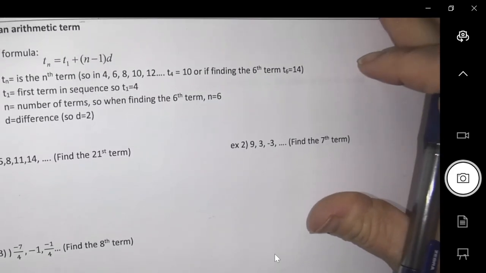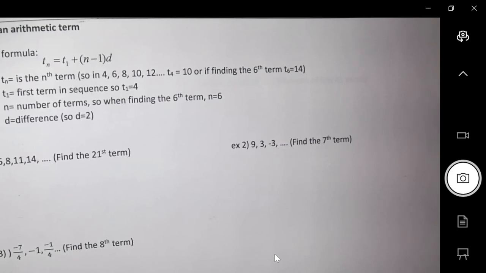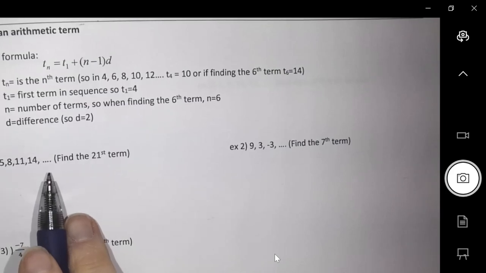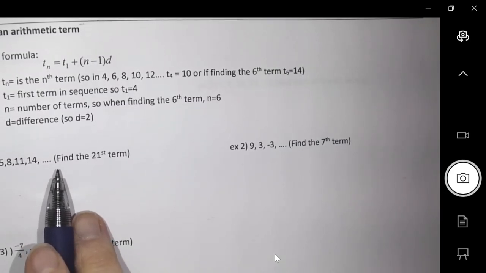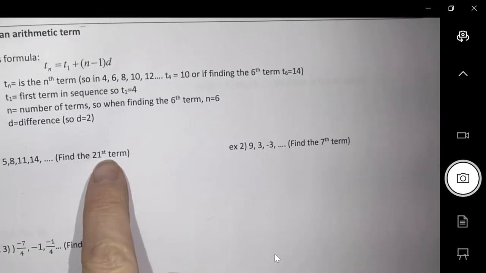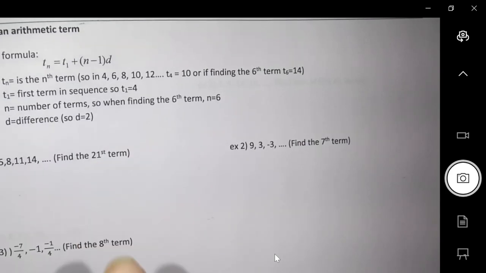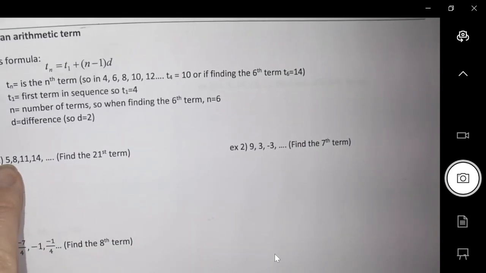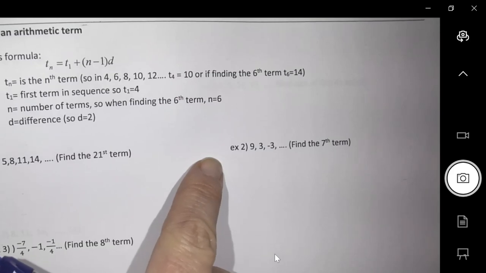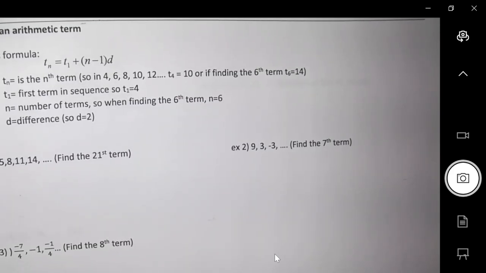Okay, so arithmetic sequences still. I'm going to find a term in the sequence. So here I go with the sequence: 5, 8, 11, 14. And then eventually I want to keep going all the way to the 21st term. Do we understand this is considered term 1? This is term 2, term 3, term 4. I'm trying to get all the way to the 21st term. Okay, I'm not going to do this by hand.